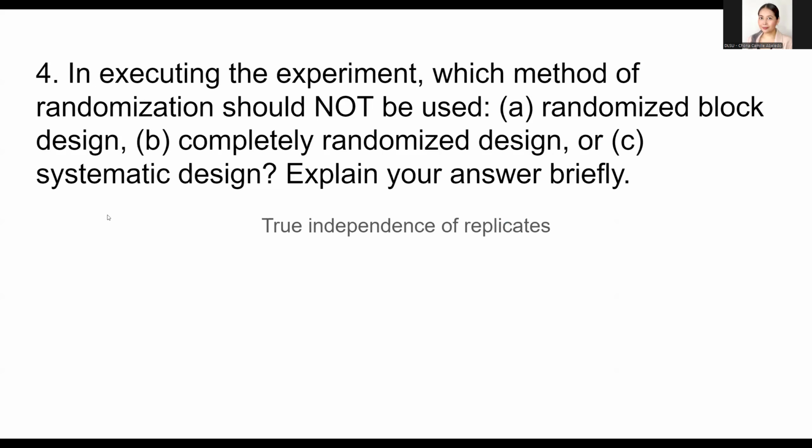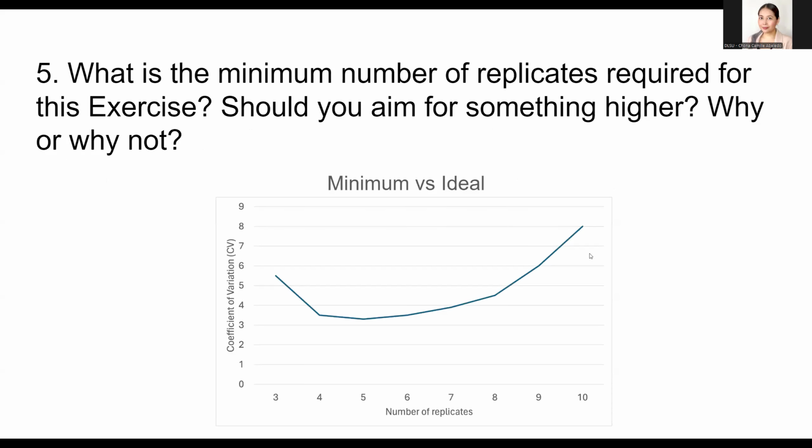Okay, good. So let's now move forward to question number 5. What is the minimum number of replicates required for this exercise? Should you aim for something higher? Why or why not? So when we say minimum, just like, if you want to pass this course, the minimum grade to pass is 60%. The minimum number of replicates for the exercise is 3 because three replicates is the minimum for you to be able to do any kind of statistical test. If you have less than 3 replicates, you will not be able to do any form of statistics.